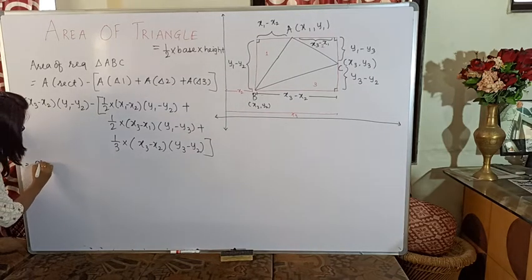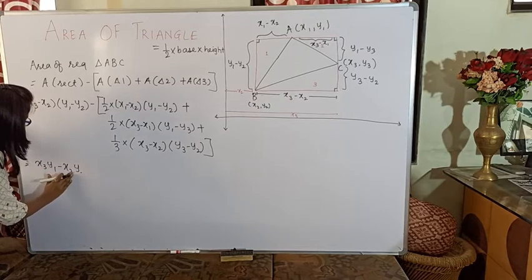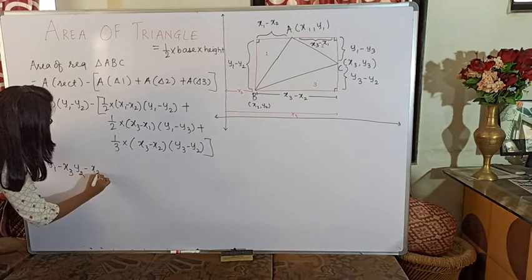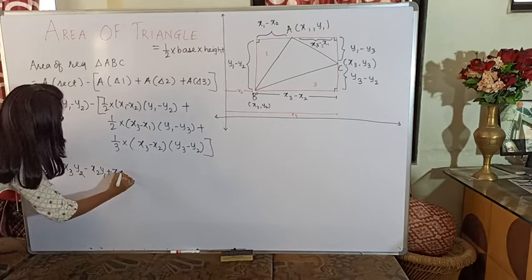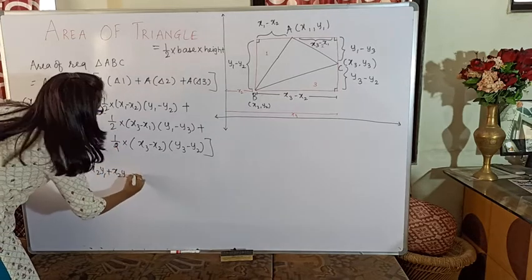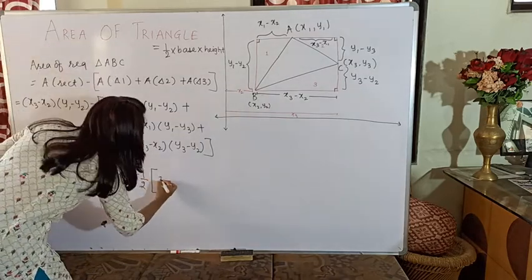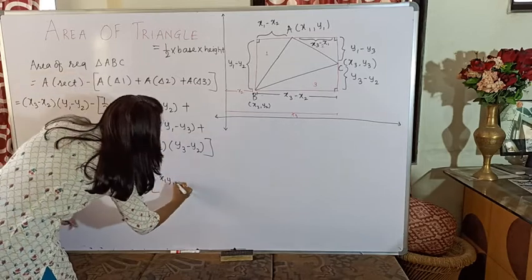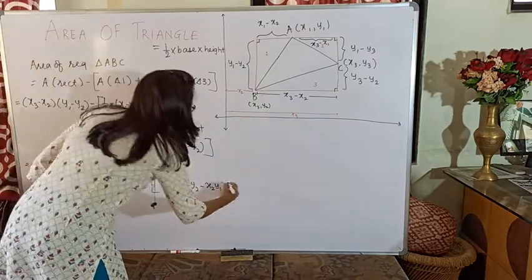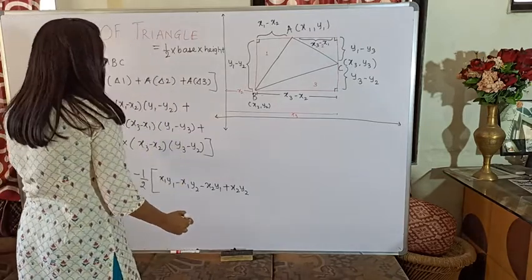So x3 into y1 is x3 y1 minus x3 y2 minus x2 y1 plus x2 y2. Meanwhile, here it is 1/2, I am taking this 1/2 out of the bracket. First, let us simplify. So just go on multiplying: x1 y1 minus x1 y2 minus x2 y1, minus minus plus x2 y2. This is the complete simplification part. So you have to just go on multiplying it.